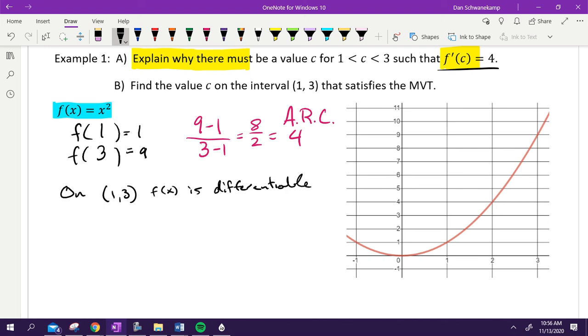Is x squared differentiable? Yeah, we know that. It's a polynomial. You can take the derivative of polynomials. You don't need to say why, but it is differentiable. On the interval 1 to 3, f of x is differentiable. And the average rate of change is 4.